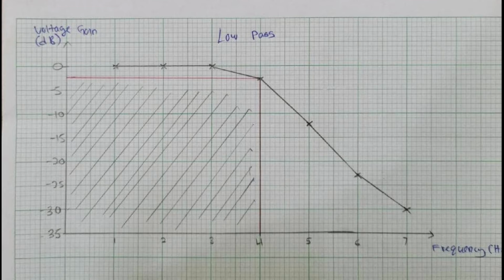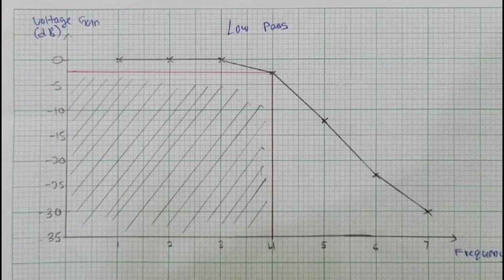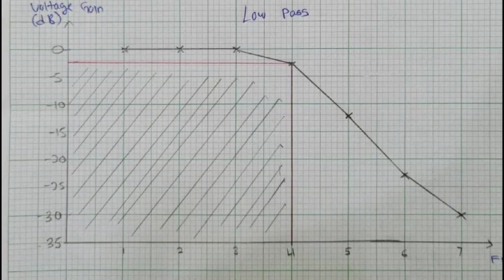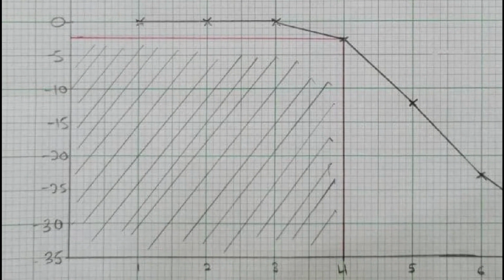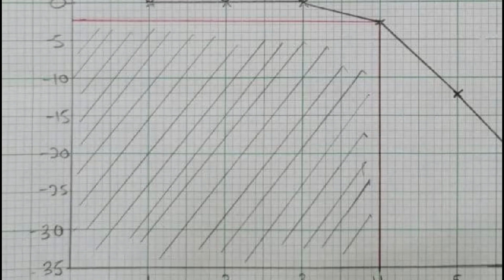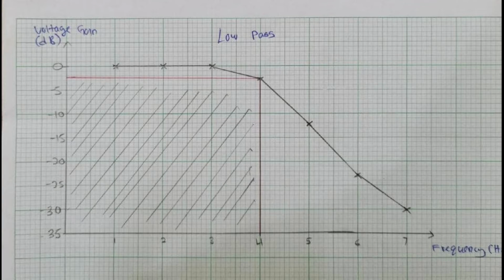As you can see, this is the low pass active filter graph, that is voltage gain versus frequency. As for the pass band, it shows in the black mark, that refers to the pass band. And as for the response, it falls under 0 beyond the pass band.